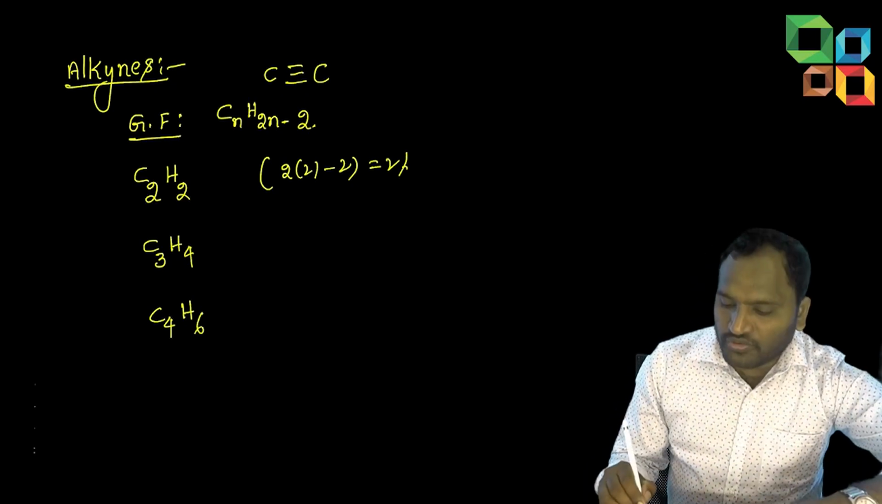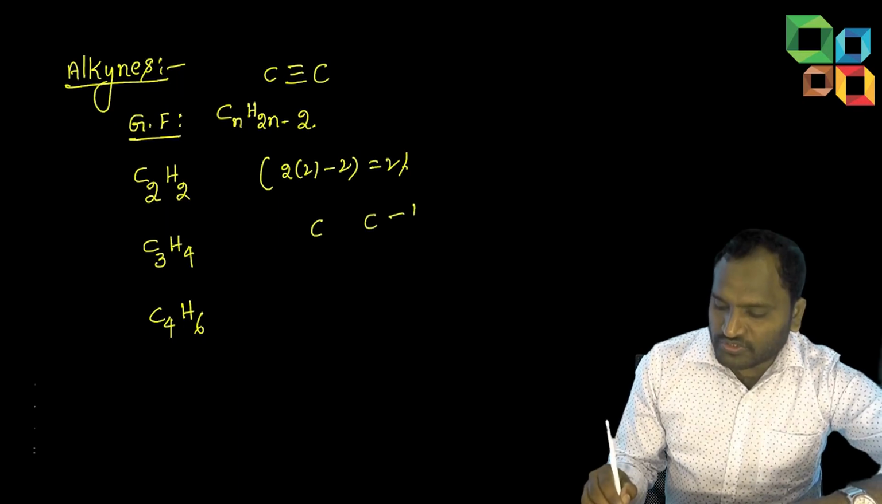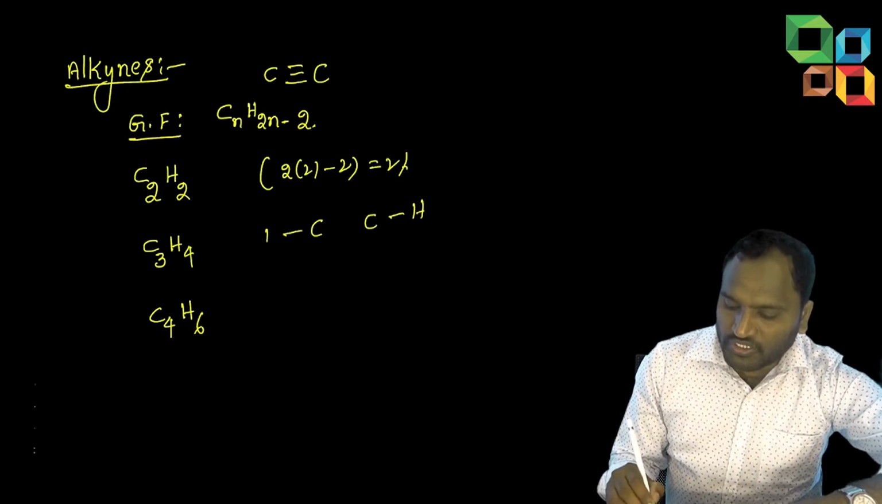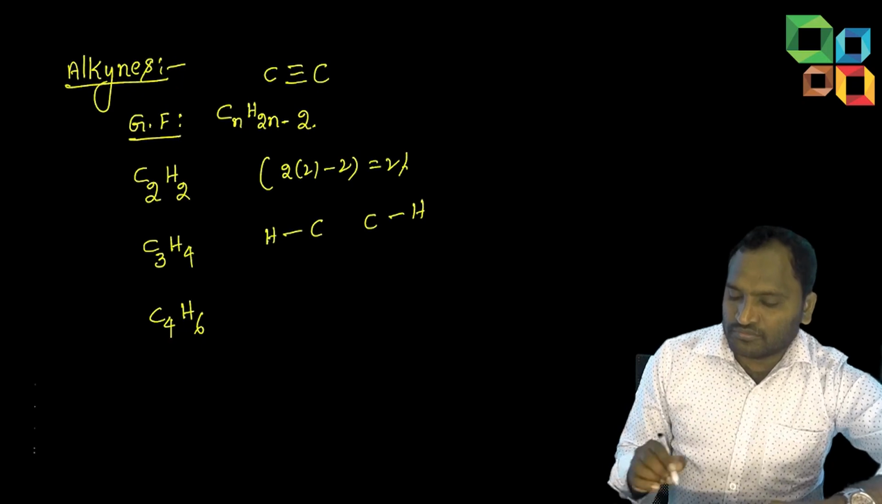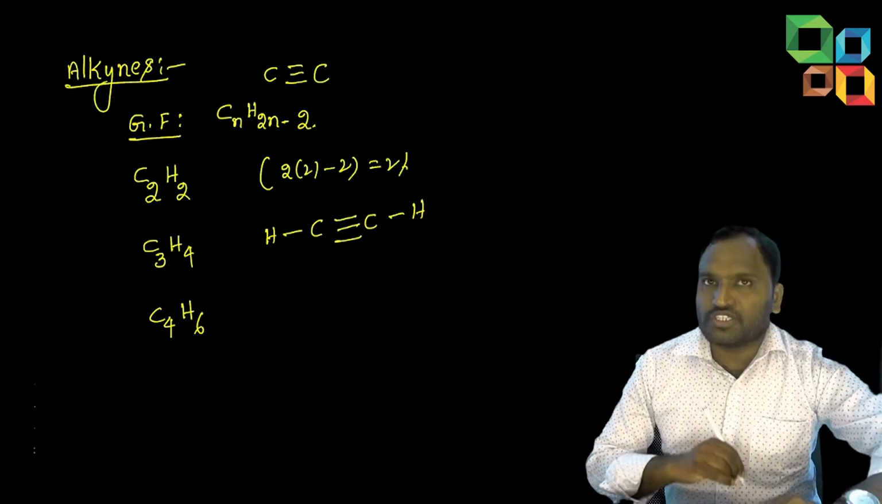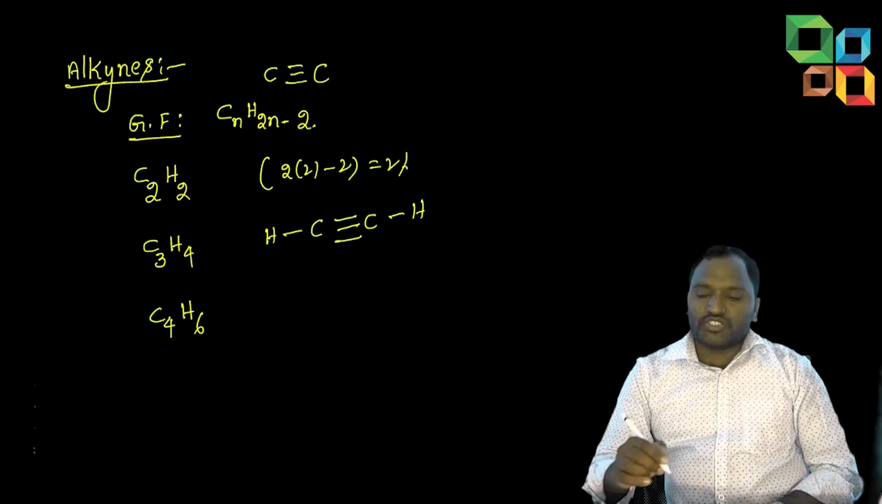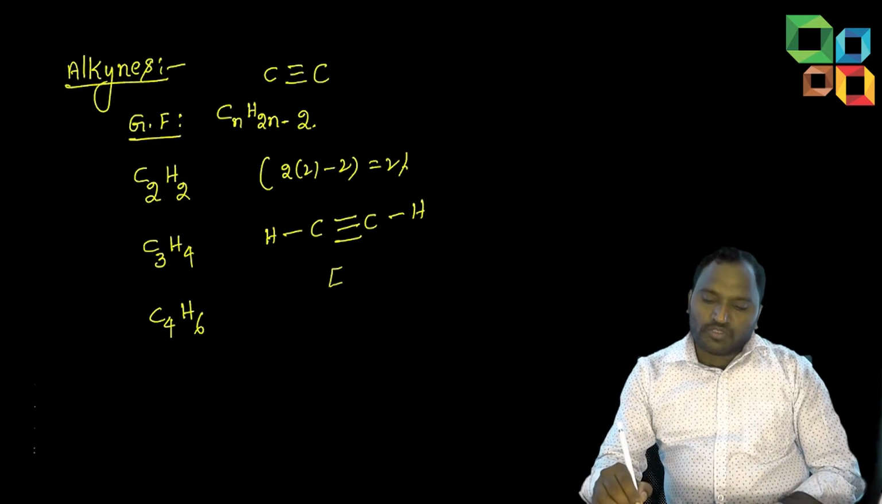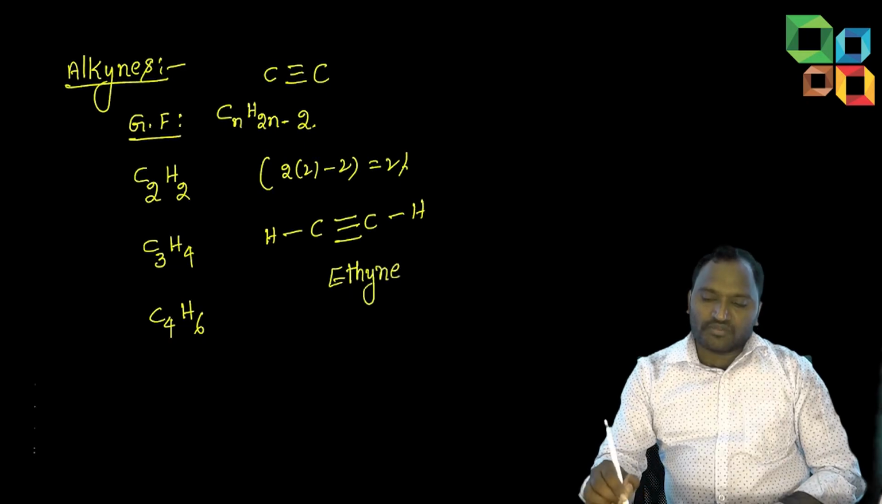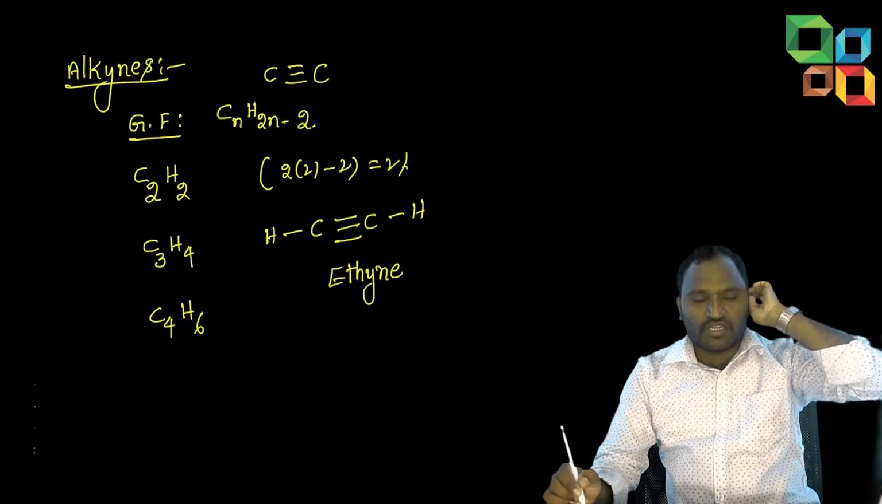Now, how to arrange this one? 2 hydrogens are there. Symmetrically, you have to distribute the hydrogens to the carbon atoms. Each carbon is connected to one hydrogen only, so we have to keep 3 bonds between the 2 carbon atoms. C2H2. 2 carbons means eth, and for alkynes, ethyne. This is also called acetylene.